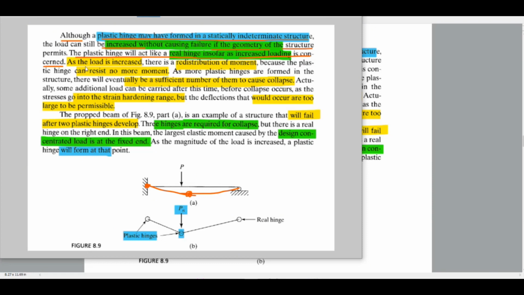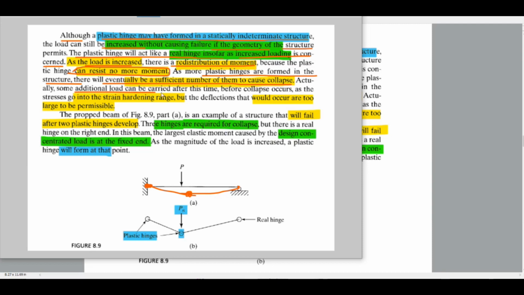As the load is increased, there is a redistribution of moment, because the plastic hinge can resist no more moment. So once this plastic hinge forms, it can resist no more moment, so it will redistribute the moment to other parts of the structure. As more plastic hinges are formed in the structure, there will eventually be a sufficient number of them to cause a collapse.